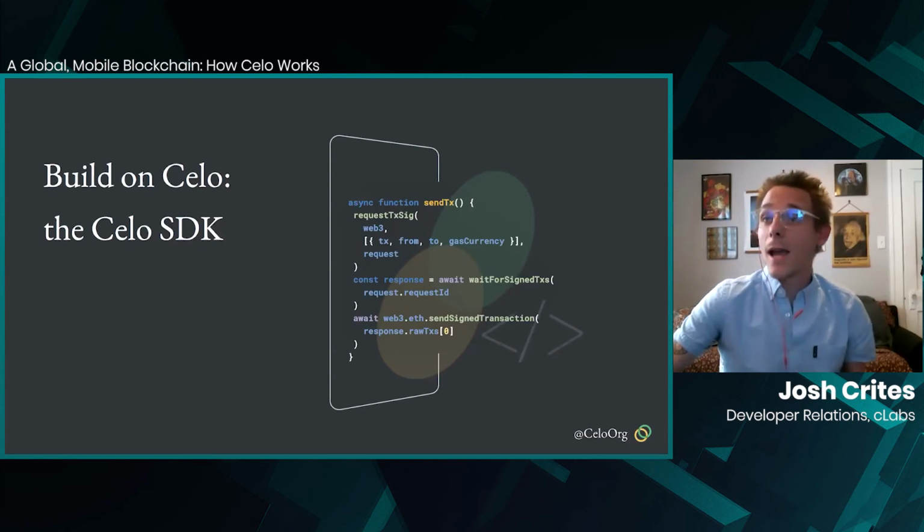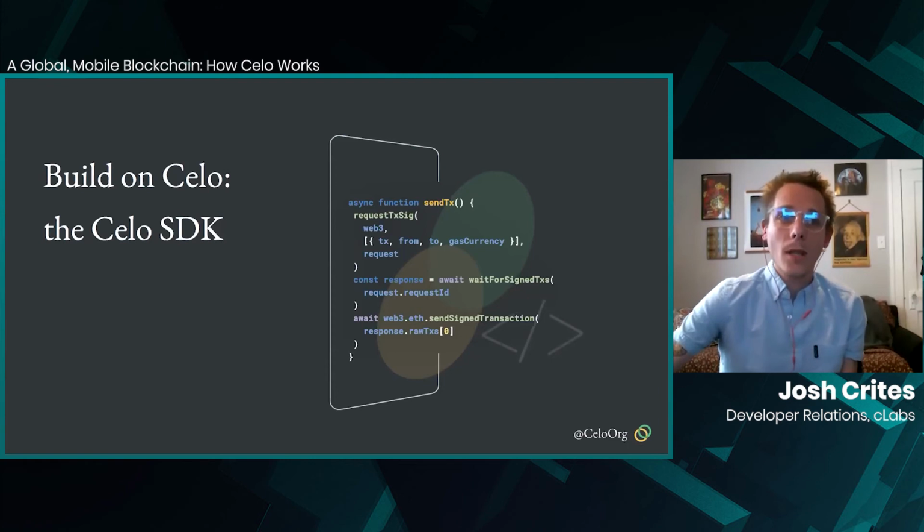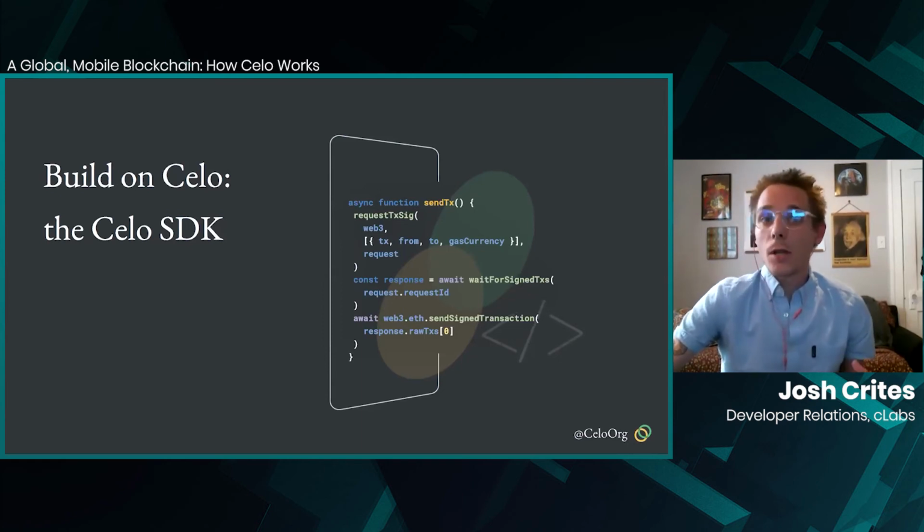And we have easy access to the lightweight identity layer that Connor mentioned that maps phone numbers to addresses. And also easily paying transaction fees in alternative currencies. So you don't have to use the Celo native asset to pay transaction fees. You can use alternative currencies, and this is easy to implement using the SDK.